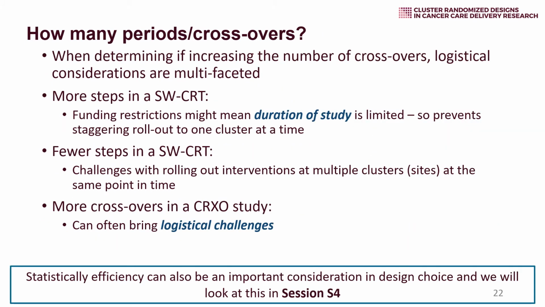So let's move on to a few other questions now. One common question is, how many periods or how many crossovers should we include in our study? When determining if it's possible to have many crossovers, logistical considerations are often very important. So in a stepped wedge trial, the more steps that we have, funding restrictions might mean that the duration of the study is limited, and this might prevent the staggering of the rollout to more than one cluster at a time. On the other hand, if we have fewer steps or fewer crossovers in a stepped wedge trial, we're then often faced with the challenges of rolling out the intervention to multiple sites at the same point in time.